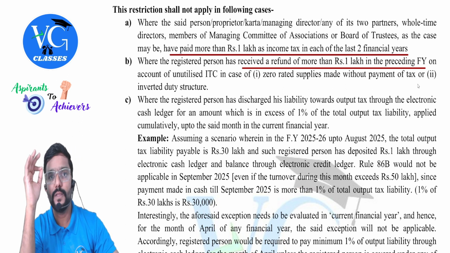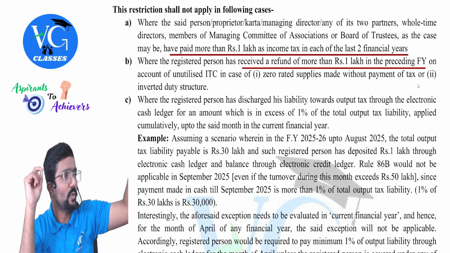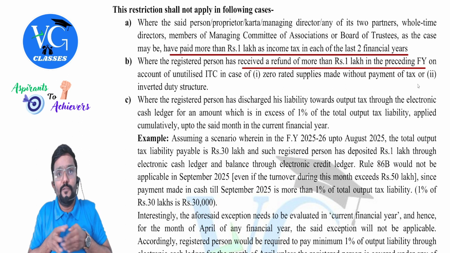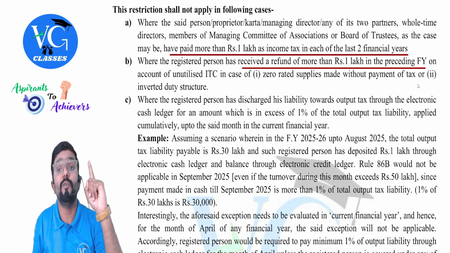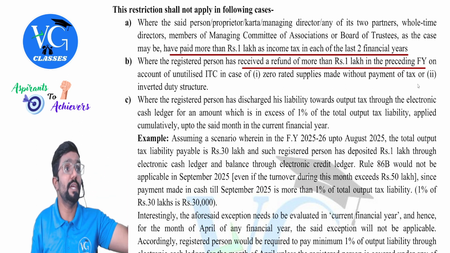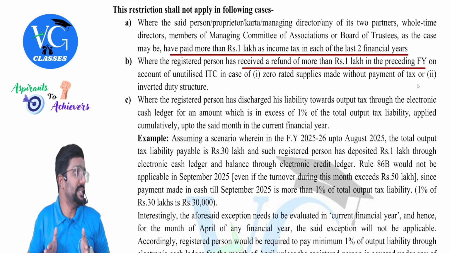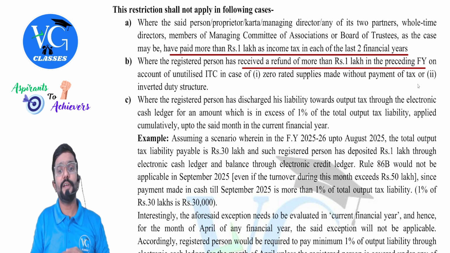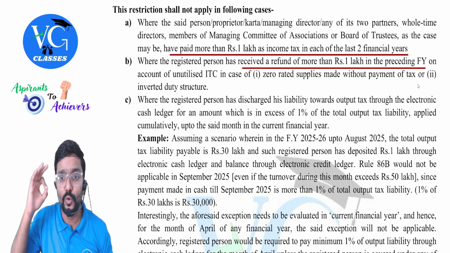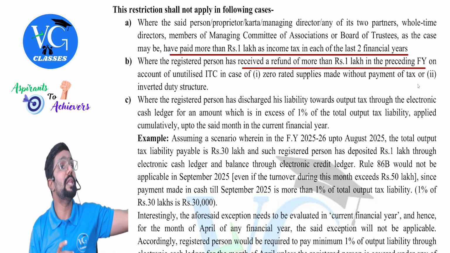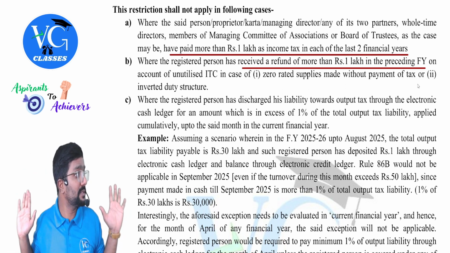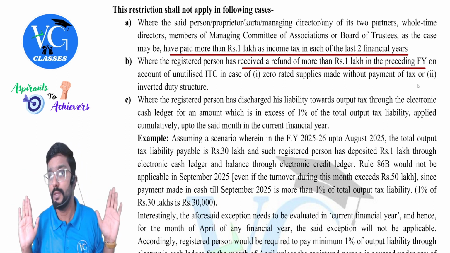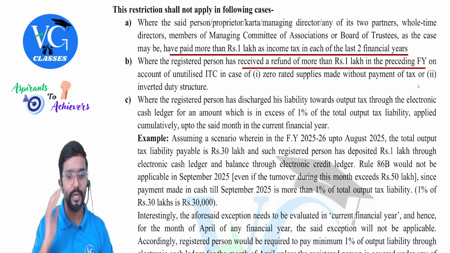And please be careful. There is a difference between A and B. A was connected to income tax. Who has paid income tax? The person himself, or whoever is the face of it, has paid income tax of more than 1 lakh. When? In both the years preceding the current year. Whereas the second point is, he has received a refund of more than 1 lakh. When? Only in last year. Sir, face of it or entity? Entity, registered person. Here we are not checking who is the face of it. Clear? Yes, sir. Third, C.